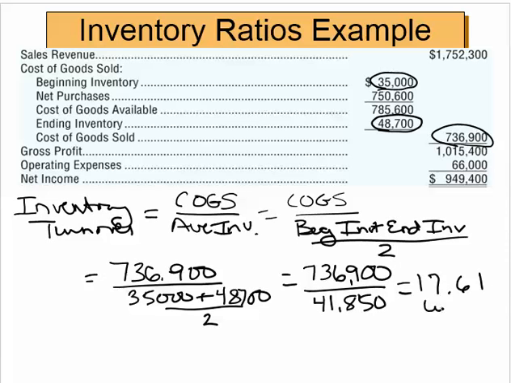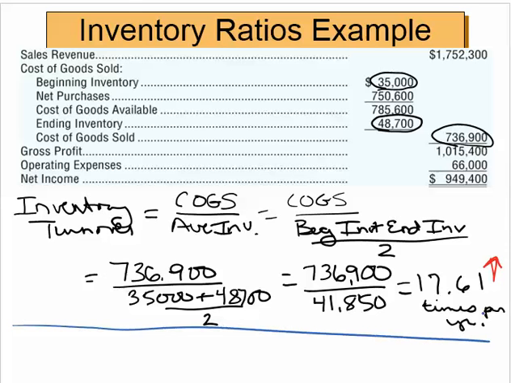So my inventory turnover is 17.61 times per year the inventory turns over. So that means an item on the shelf on average is purchased and sold 17.61 times during the year. Again, remember, higher number is going to be better here. Higher is better.